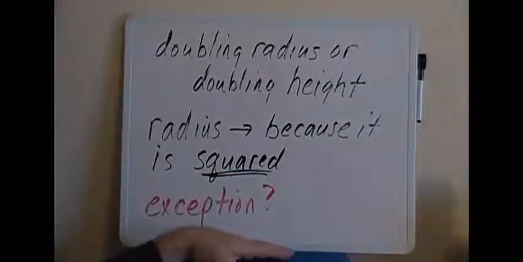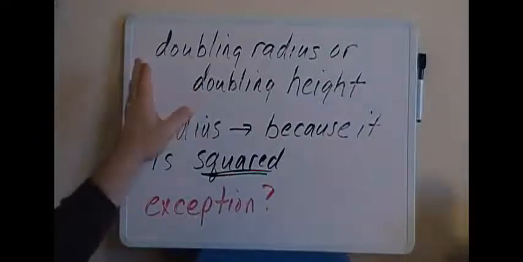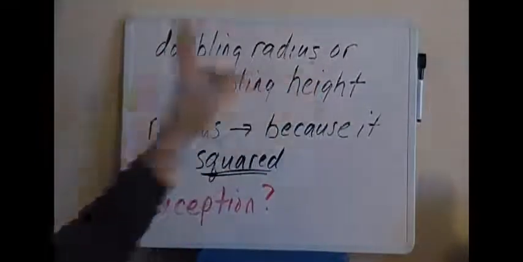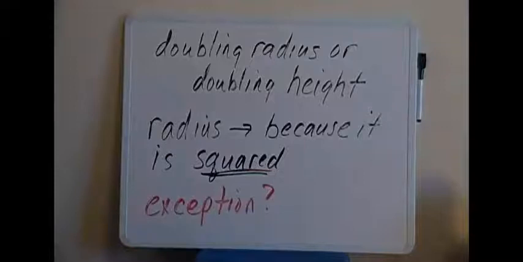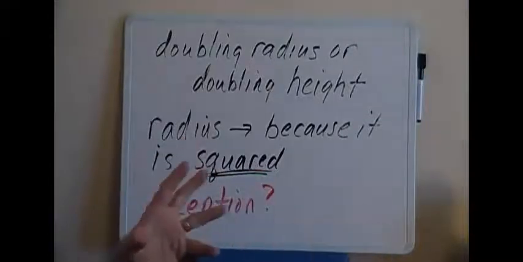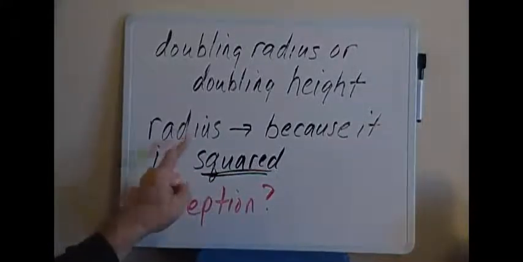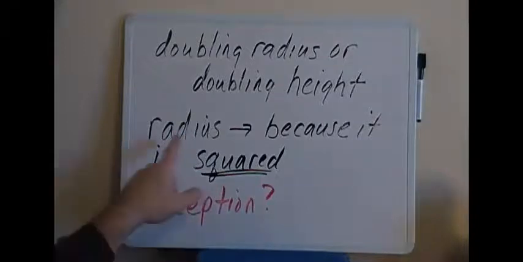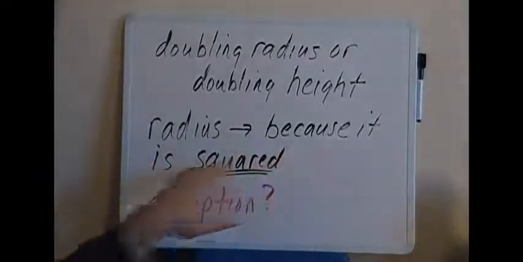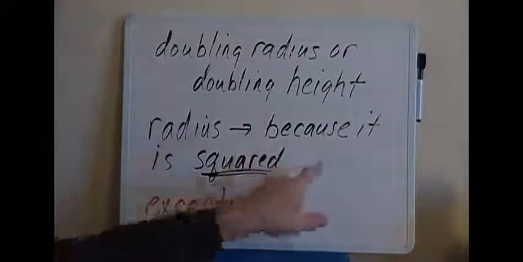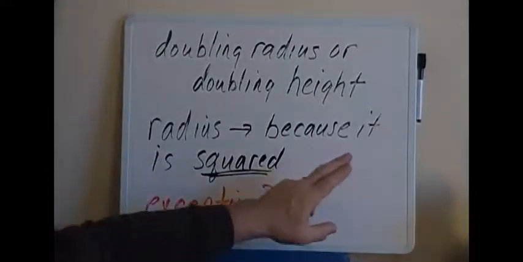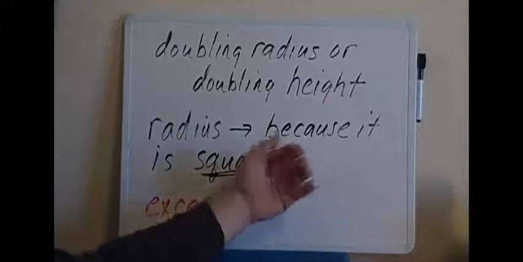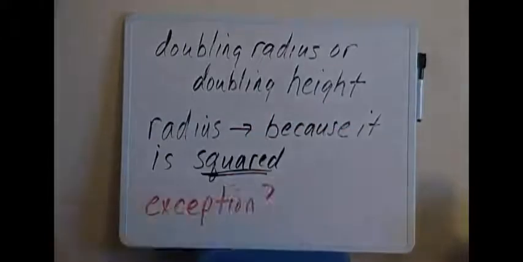Lastly, problem number 6. The question is, which would have the greater effect? If I double the radius or if I double the height? Which is going to make the volume grow faster? And the answer is the radius, in most cases, will have the greatest effect, for the simple fact because it is squared. So it's kind of like the difference between 5 times 2 is 10, but 5 times 5, in other words 5 squared, is 25. So it's going to go much quicker.